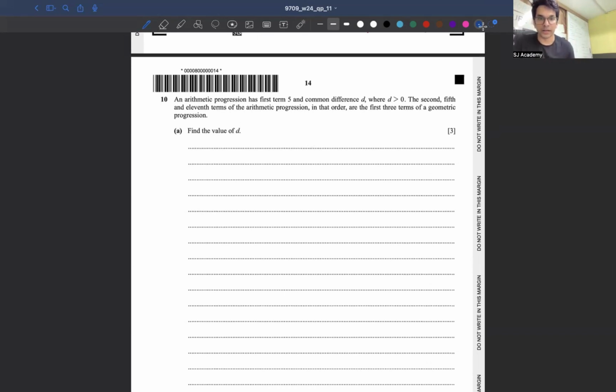Now, an arithmetic progression is given by the formula nth term is given by a plus n minus 1 times d. So for the second term, that will become a plus 2 minus 1, so that will become a plus d. The fifth term will become a plus 5 minus 1, so that will be a plus 4d. And the 11th term will be a plus 11 minus 1, so that will be a plus 10d. We have the value of a, that is 5. So this will become 5 plus d, 5 plus 4d, and then 5 plus 10d.